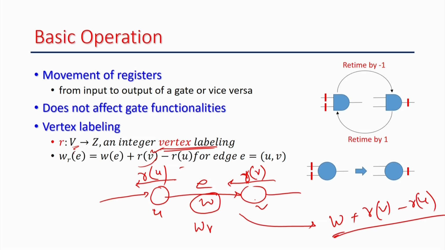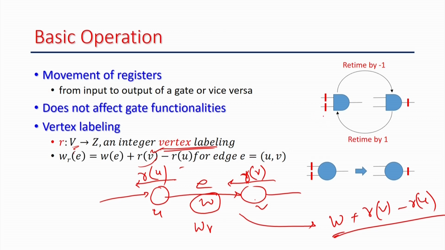If you have n nodes, how many variables do you have? N variables: R 1, R 2, R 3 to R n, right. If I know the values of all these variables, we can find out the number of registers on each edge after retiming. Okay. So conceptually this is shown here.